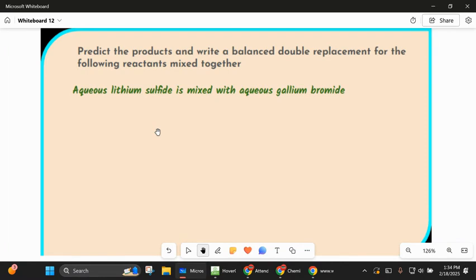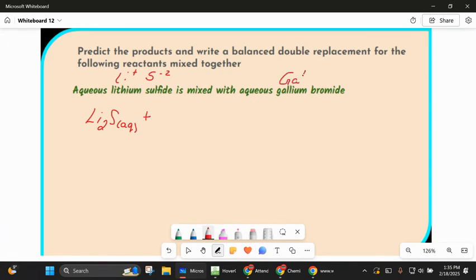All right, ladies and gentlemen, let's get this done so that we can finish this up today. Okay? Again, writing good compounds. Lithium sulfide: lithium is a +1, sulfur is a -2, so that is Li2S, aqueous. Plus gallium, Ga+3, bromide, Br-1, gives me GaBr3, aqueous.